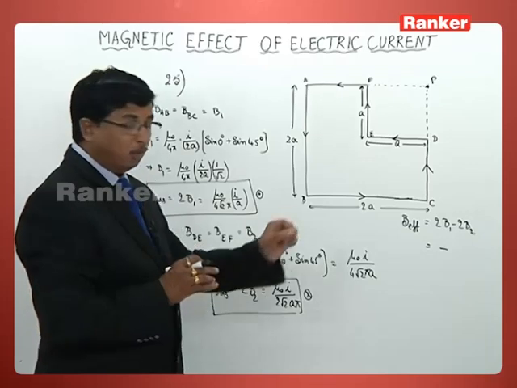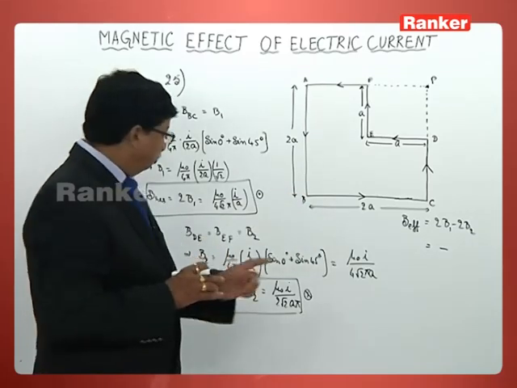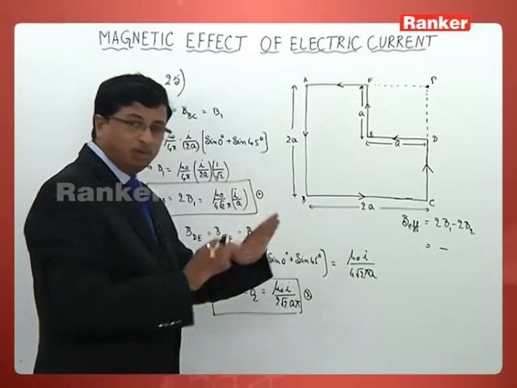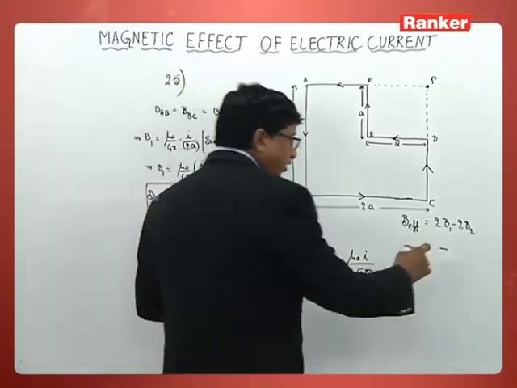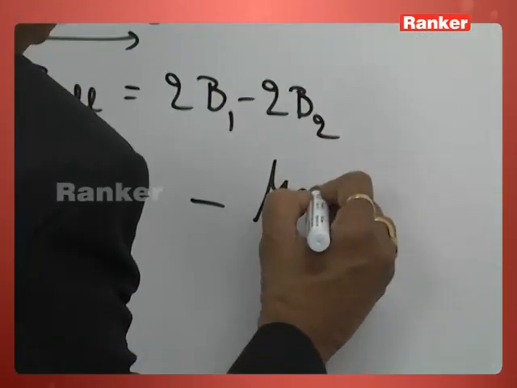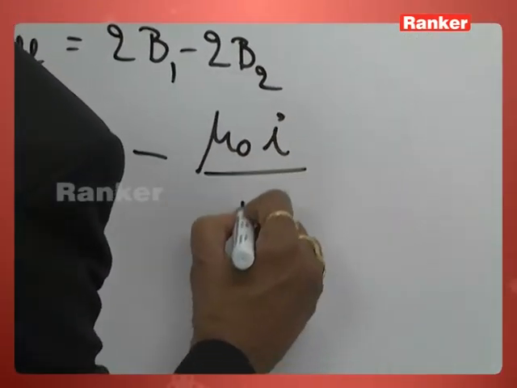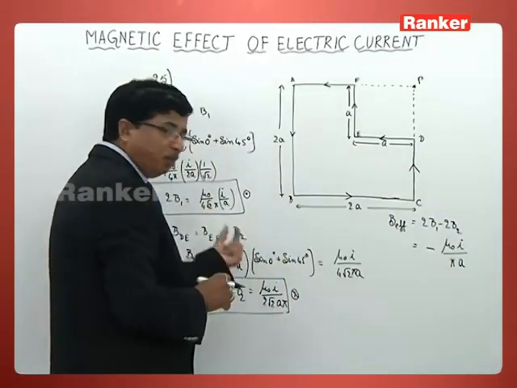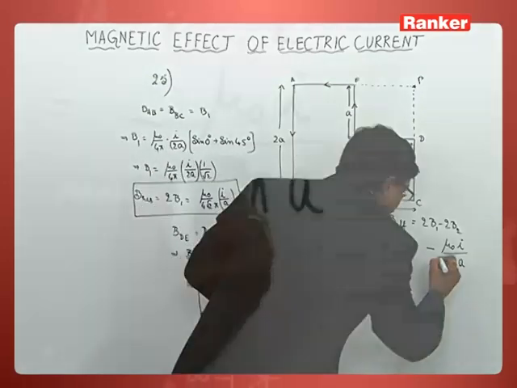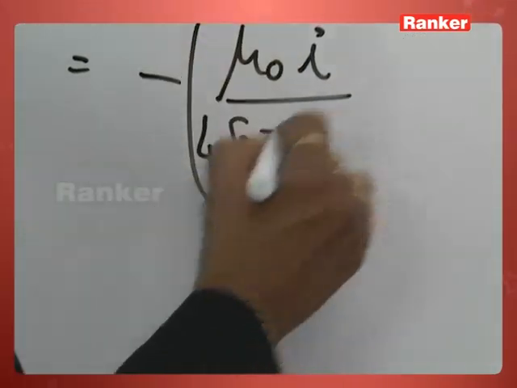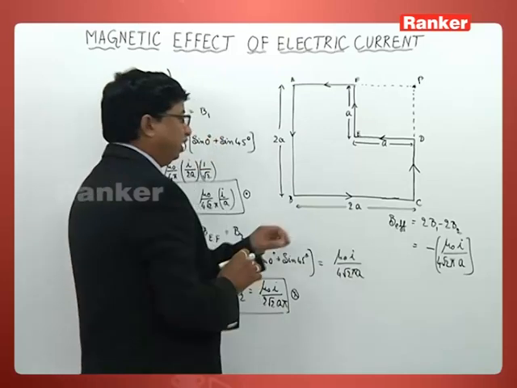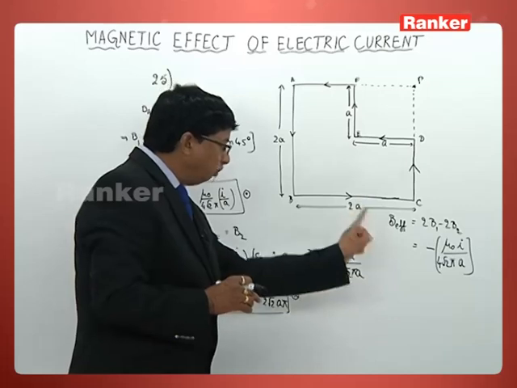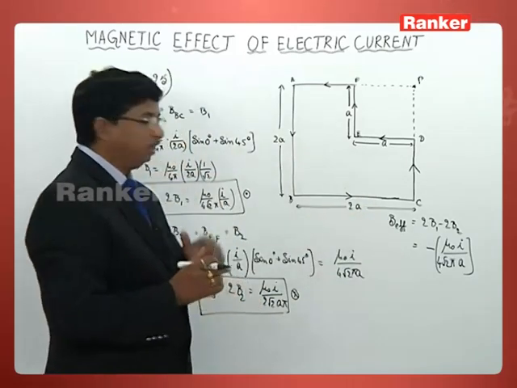Okay, what will you be getting here? Mu naught I by pi A will be common. You will be getting mu naught I by pi A, till this extent. What is this denominator here? You are going to get 4 root 2. You will be getting mu naught I by 4 root 2 into pi into A with a negative sign.